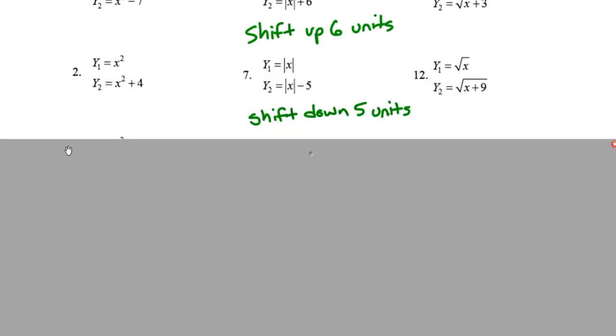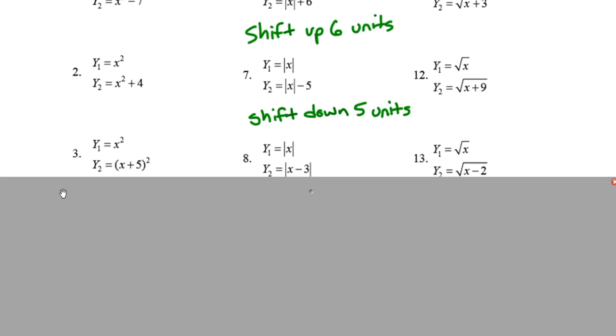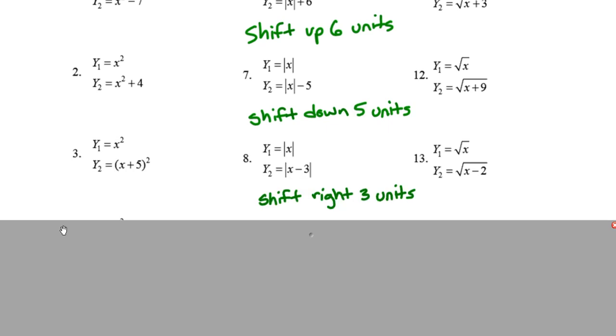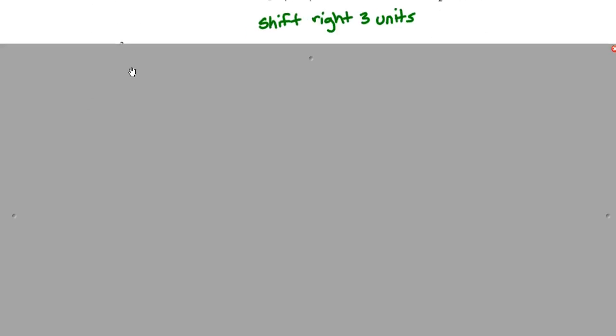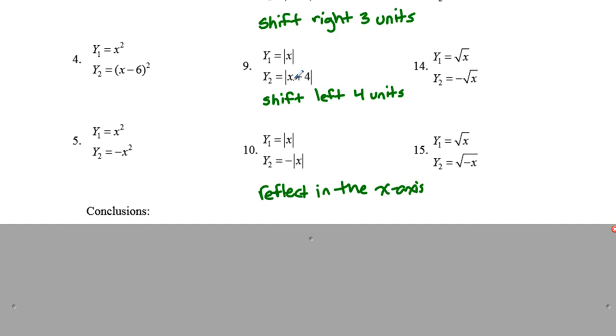Okay, number 7 should be shifted down 5. Number 8 shifted right 3. Keep in mind that minus makes it go right when it's inside. And number 9 and 10, we have 9, we shifted left 4 units, and 10, we reflected in the x-axis because the negative is outside the function. It makes every value opposite. And everything was above the x-axis and everything is below.